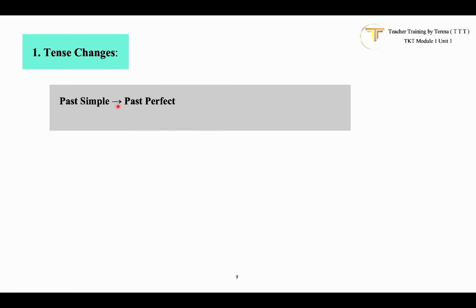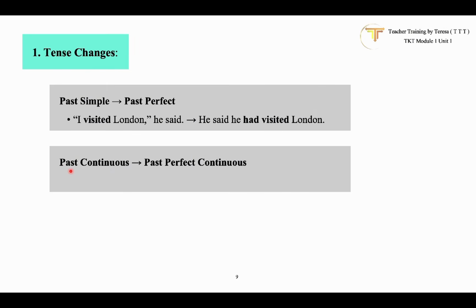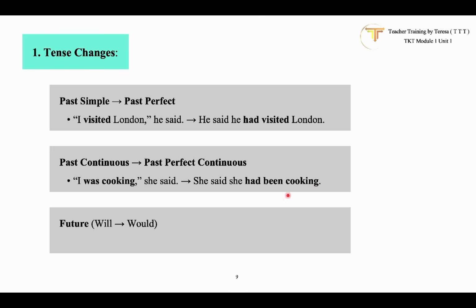Past simple to past perfect. "I visited London," he said. He said he had visited London. Past continuous to past perfect continuous. "I was cooking," she said. She said she had been cooking. Future, will to would. "I will call you," he said. He said he would call me.